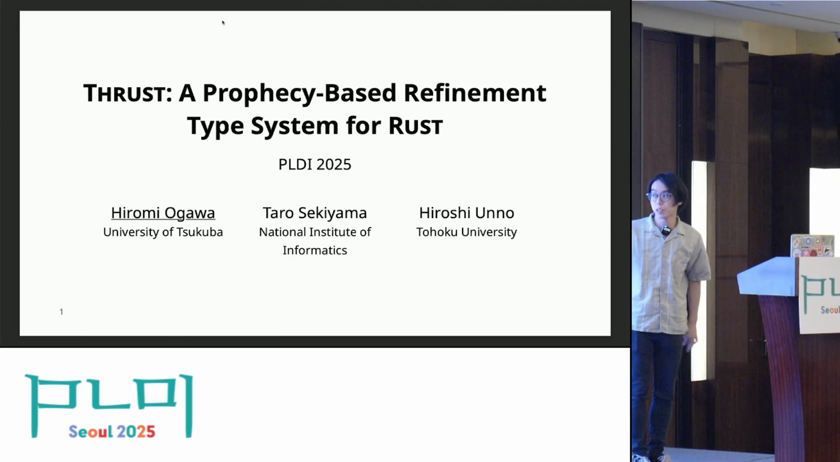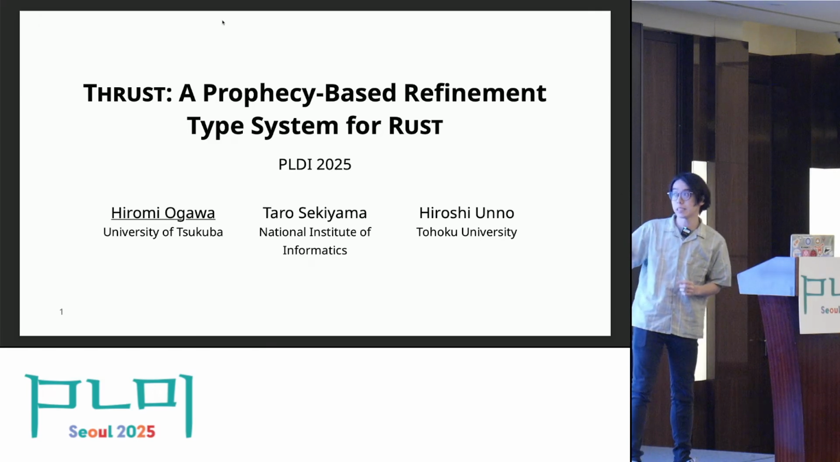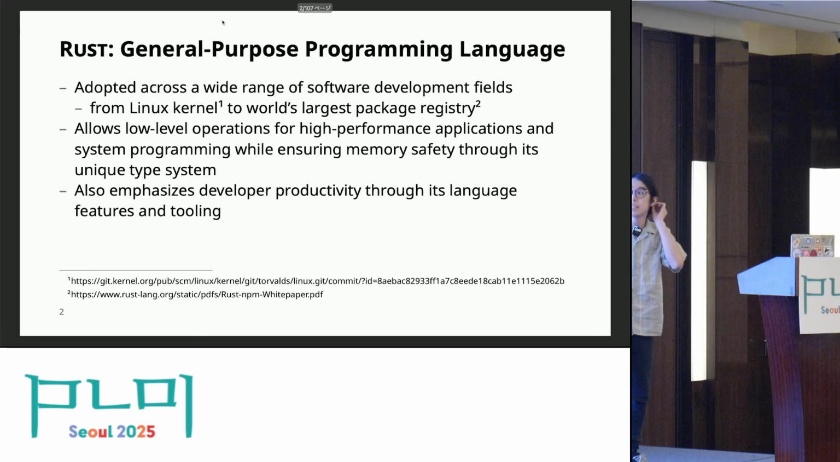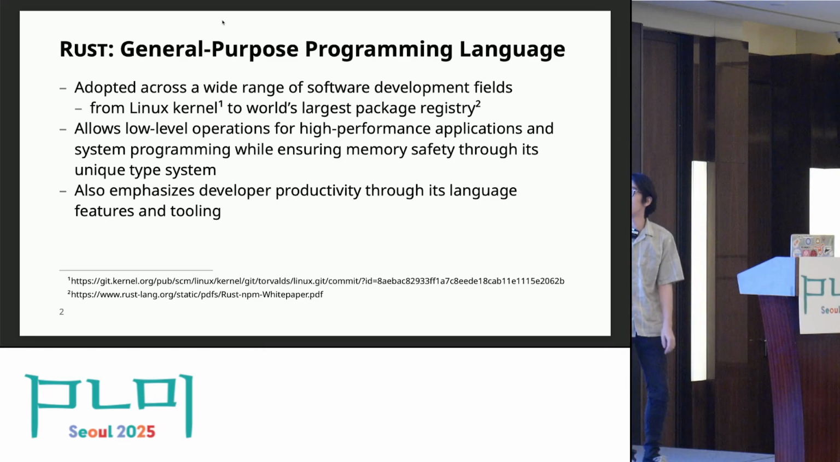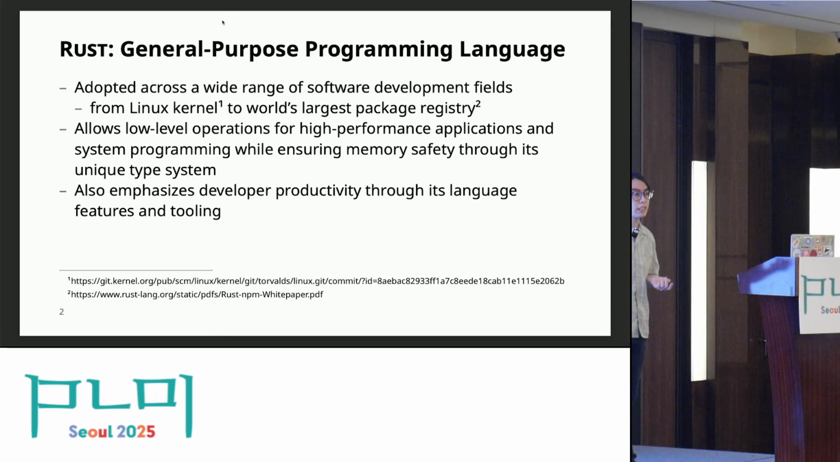Thank you for the introduction. I'm Hiromi Ogawa from the University of Tsukuba, and today I'm going to present RustHorn, a prophecy-based refinement type system for Rust. Rust is a popular general-purpose programming language adopted across a wide range of software development fields, and it allows low-level operations for high-performance applications and system programming while ensuring memory safety through its unique type system.